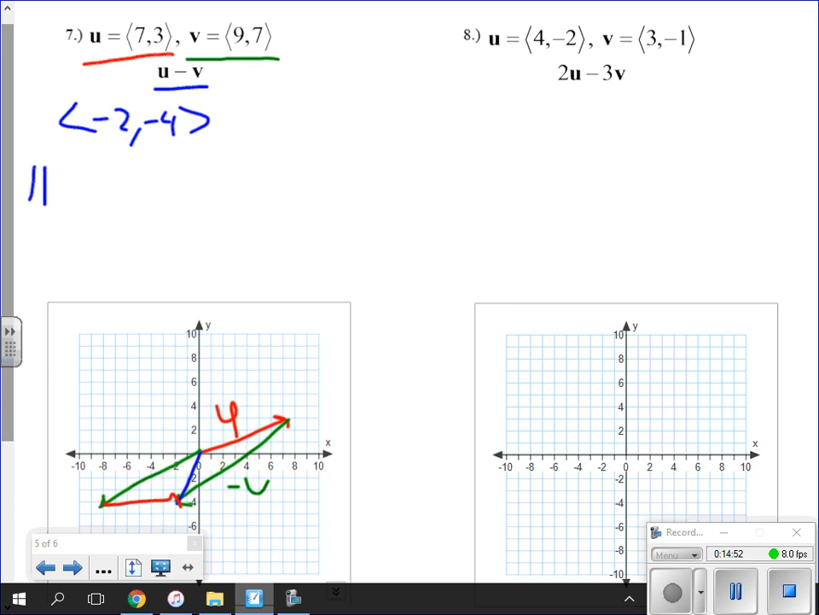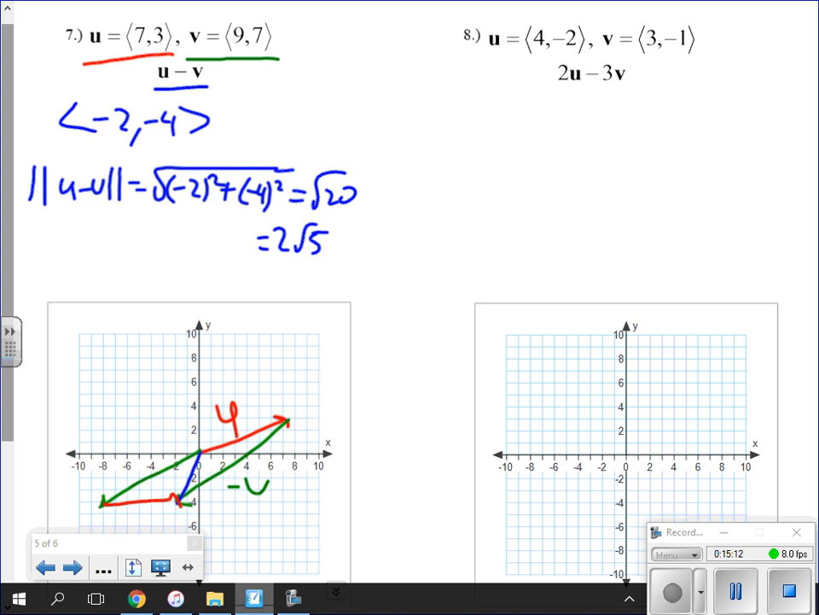and the magnitude of u minus v is the square root of negative 2 squared plus negative 4 squared gives me, let's see, 16 plus 4 is the square root of 20, which is 2 root 5. If you really want to do that, I don't care.